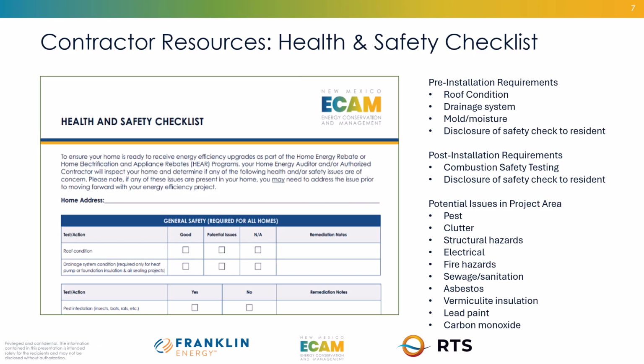Pre-installation safety includes checking for signs of mold or moisture and inspecting the condition of the roof and drainage system. Contractors may need to assess additional health and safety items within the installation area prior to moving forward with a project. Items in an installation area that may need to be checked include pest infestation, accumulated clutter, structural hazards, open electrical potential fire safety hazards, sewage and sanitation, asbestos, vermiculite insulation, and carbon monoxide levels.